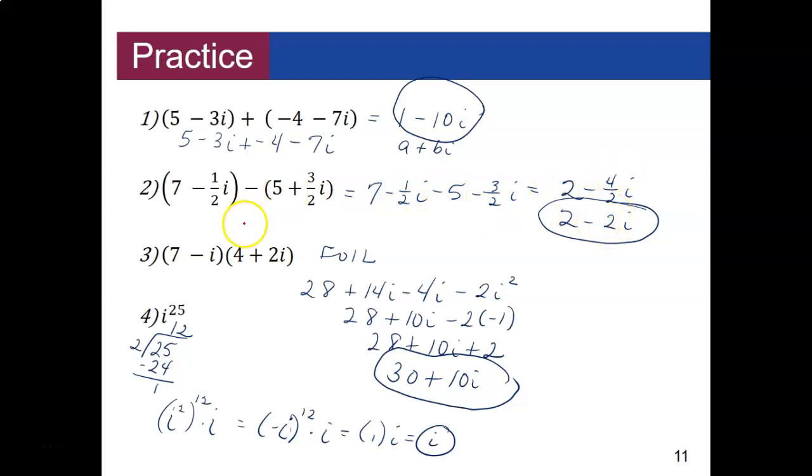just a 2. On this one, you're multiplying, so we would FOIL this out, and the main thing there is to remember that you've got this i squared that you need to replace with the -1 and simplify that. And then we have the i to the 25th, so we'll divide 2 into 25, it goes 12 times with 1 left over. So you're going to end up with, in this case, a positive i for your answer, because the negative to an even power is going to become a positive.